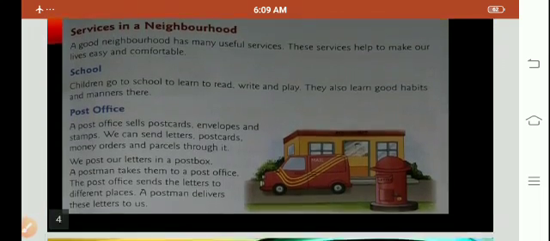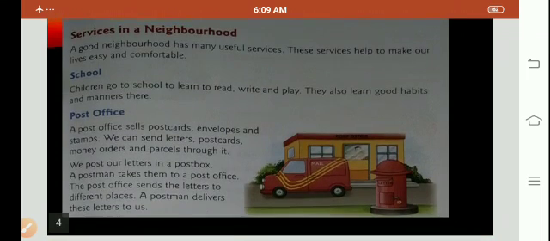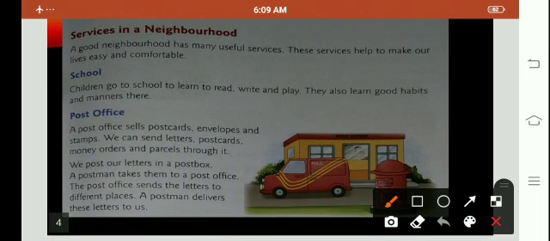Now over here we are going to study about the services in a neighborhood. A good neighborhood has many useful services. These services help us to make our lives easy and comfortable. So we are going to study about the different services which a good neighborhood provides us, which makes our life comfortable. First is the school.